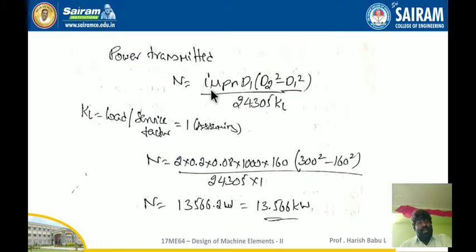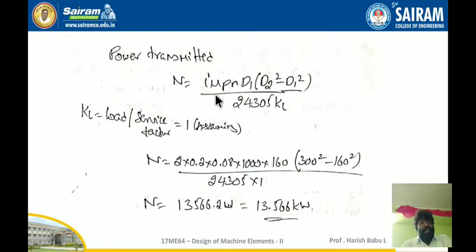is equal to i mu P n into D1 multiplied by (D2 square minus D1 square) divided by 24,305 into KL. KL is nothing but the load or service factor, so I can assume that value as 1. So N is equal to, by substituting all the values, that is i is known, mu is known, P is known, n is given, and D2, D1 are given. So KL I am going to assume as 1. So by substituting all the values, I am going to get N is equal to 13,566.2 watts, or you can say 13.566 kilowatts.